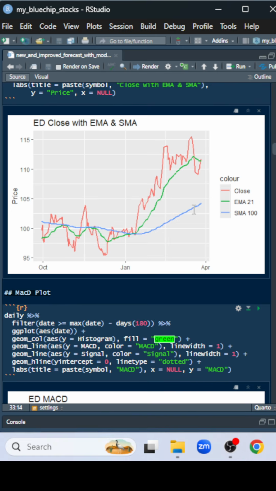Of course, we all love the 100 moving average. The 21 moving average is still well above the 100 moving average. And now we eventually dipped back. We saw some volatility here. We dipped down. Now we're moving back up towards the 21 moving average.